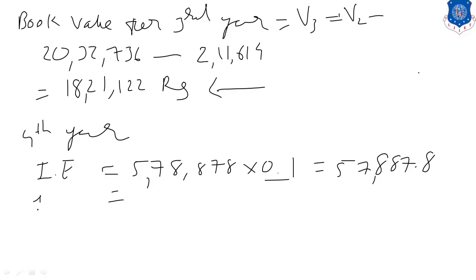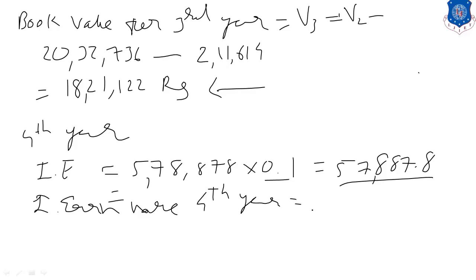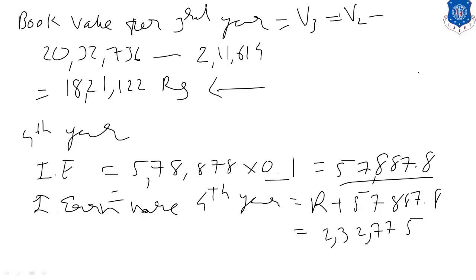Now we have to find out the increase in value at the fourth year. So we have to add this value to the annual depreciation, R plus 57,887.8. So it becomes 2,32,775 rupees, which is the increased fund value for depreciation of the fourth year.